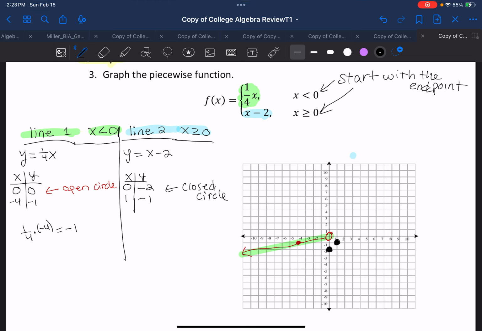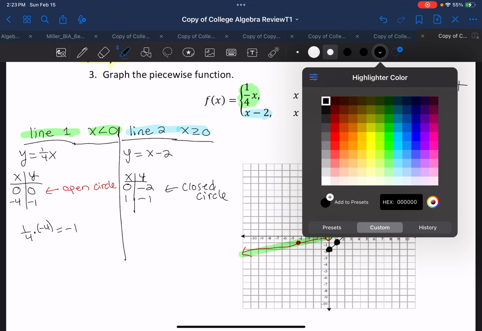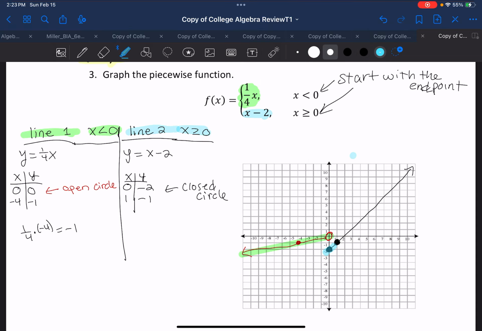And then I would only be connecting those two lines going in the right direction, because I'm only graphing that second line for values of x that is greater than or equal to 0. And then I would be done.